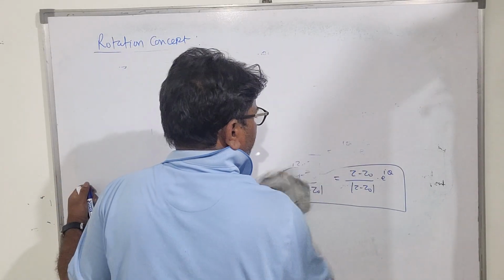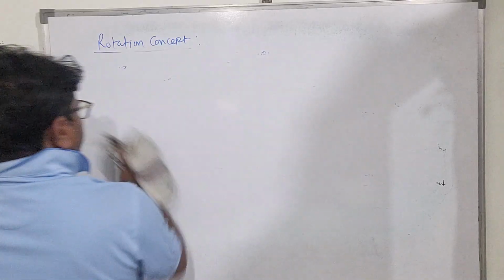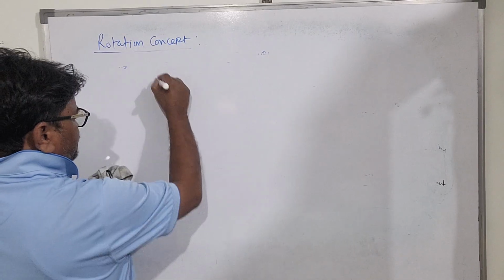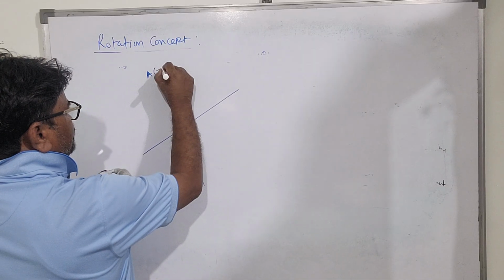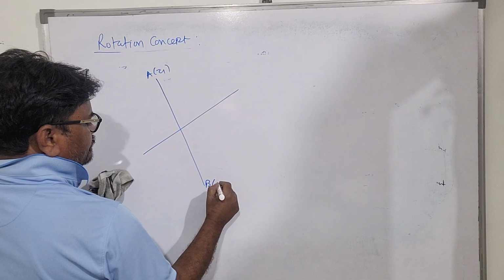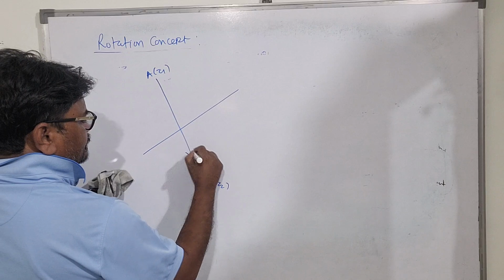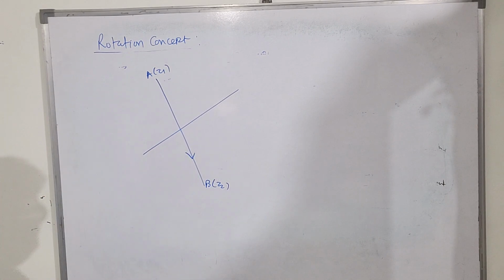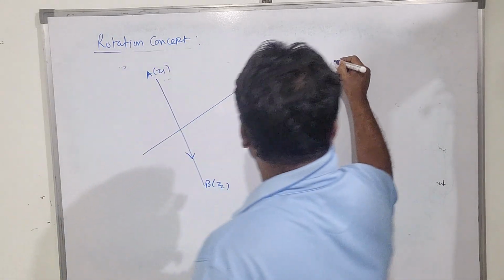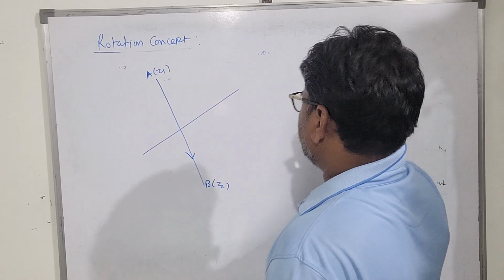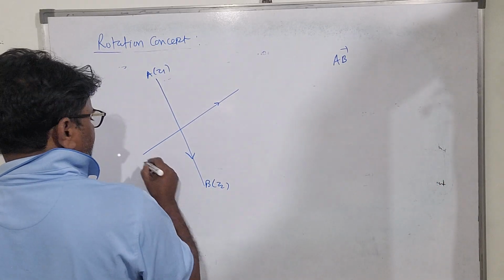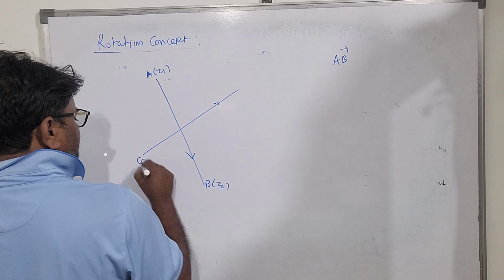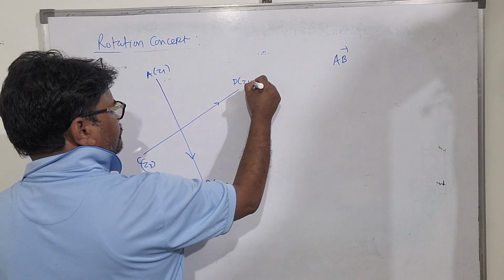And the last concept in the rotation of complex numbers, what is that? See, if we have two vectors, say A with z1 and B with z2, and this is the vector AB. The AB vector is being rotated to get the CD vector. C is z3, D is z4.